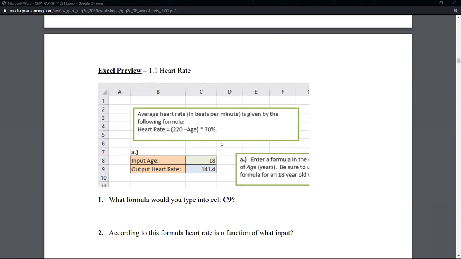But 1.1 heart rate is going to be the first Excel assignment that you have to do, and that will be due in a week, which is June 2nd. So again, all that information will be typed soon. Every single Excel assignment I give you has a preview guided worksheet. Now, we don't do these in class. This is just something that you can do in addition if you feel like you need more help.